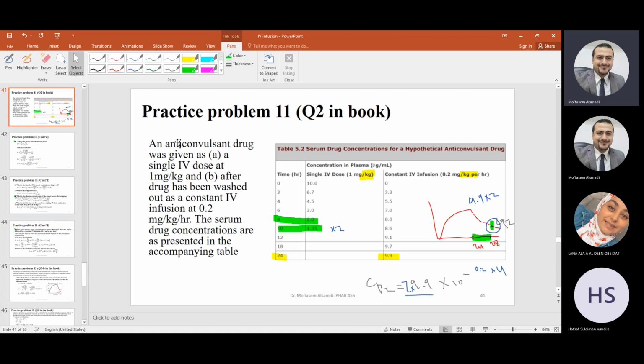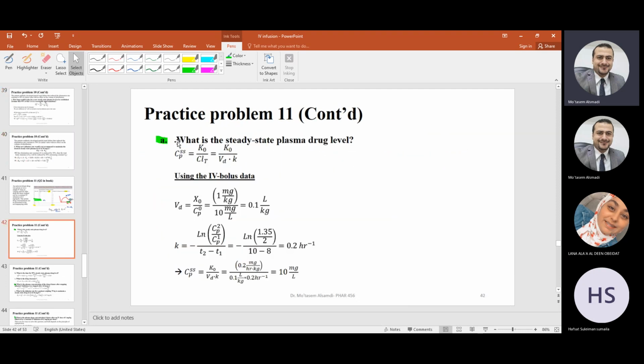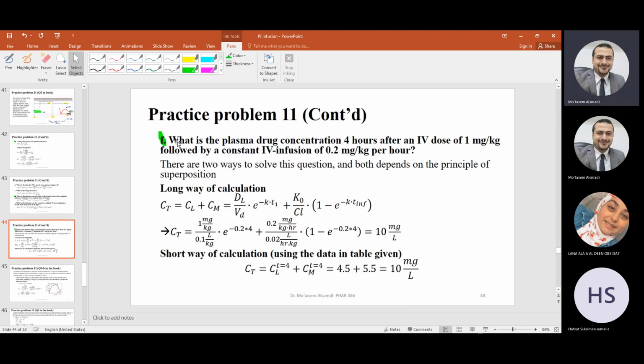We have given an IV bolus dose. We waited until complete washout. Then we have given an IV infusion. What happens if I combine these together? And what's the concentration at 4 hours? We know that the total concentration is equal to C loading plus C maintaining. The C loading is equivalent to the loading dose divided by VD multiplied by e to the power of minus K times t. The C maintaining is K0 divided by clearance multiplied by 1 minus e to the power of minus K times t infusion.